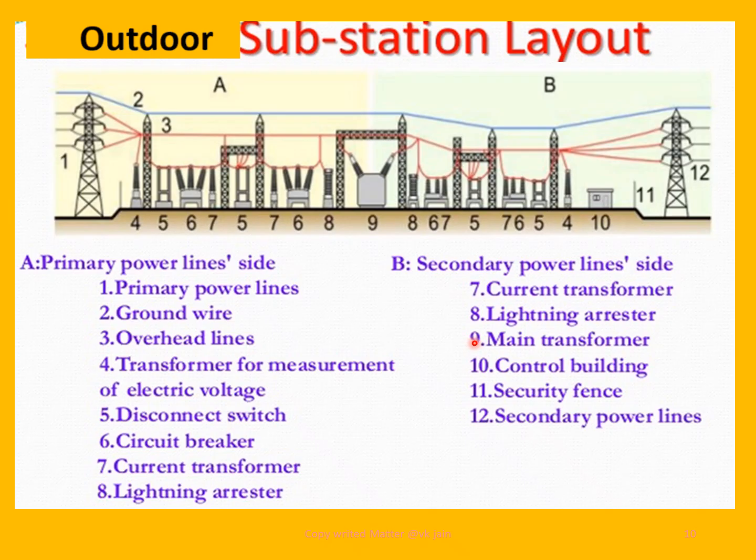and ninth is the main, this one. This is the main transformer. This is the 33 kV side. This is the 11 kV side, and likewise it goes. Tenth is the control building, that is the control substation, and eleventh shows the vertical fence on both the sides.